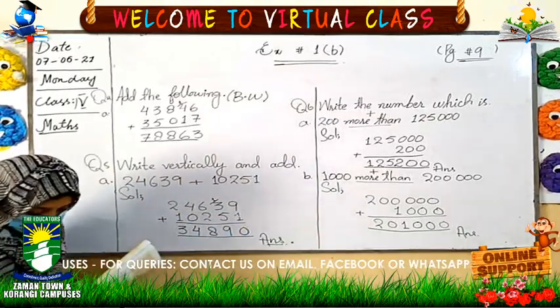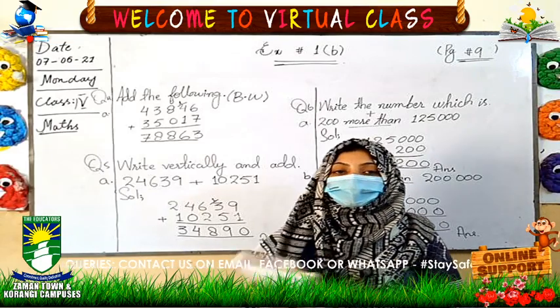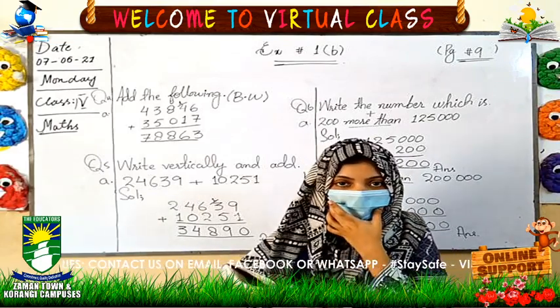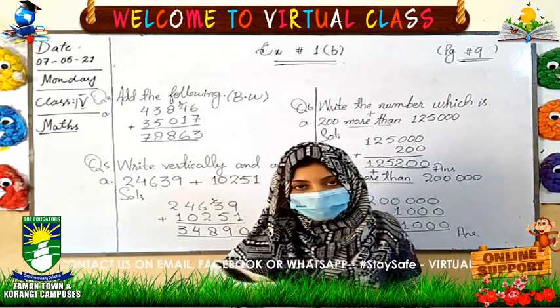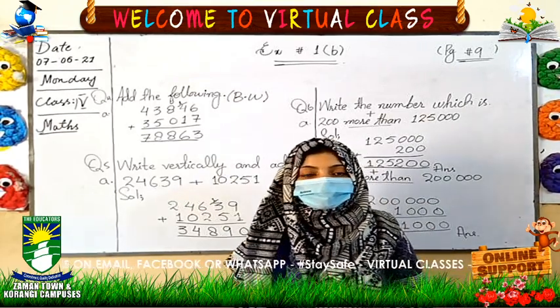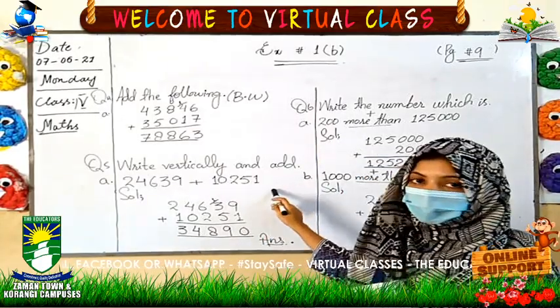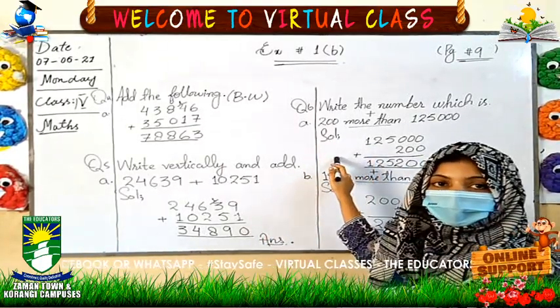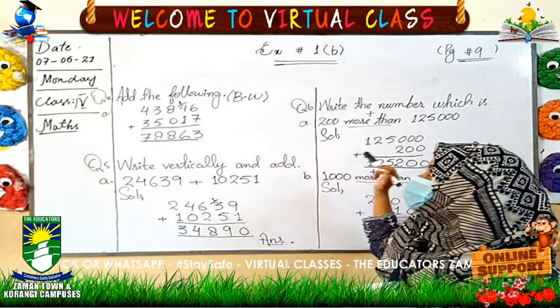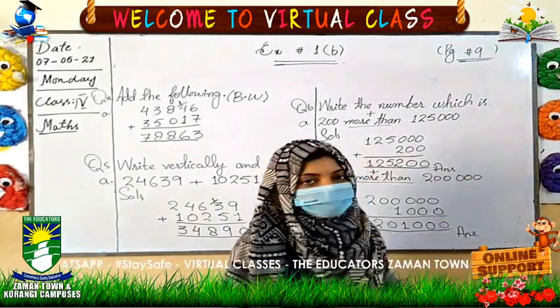And I am telling you again that you have to make a title page, and you will mention chapter number 2, and you will write numbers and arithmetic operation. Then you will start doing question number 5 and question number 6 of this exercise, which is exercise 1B. You don't have to mention the page number.